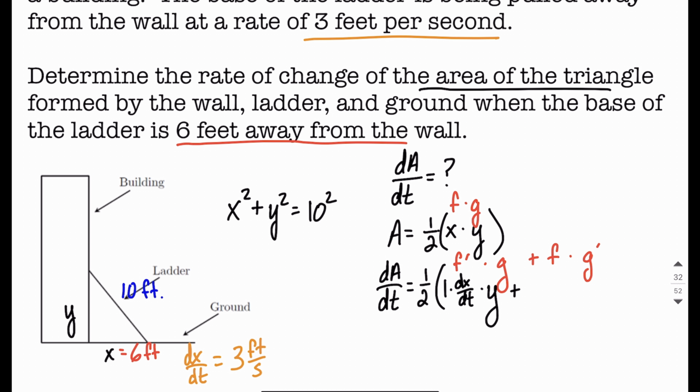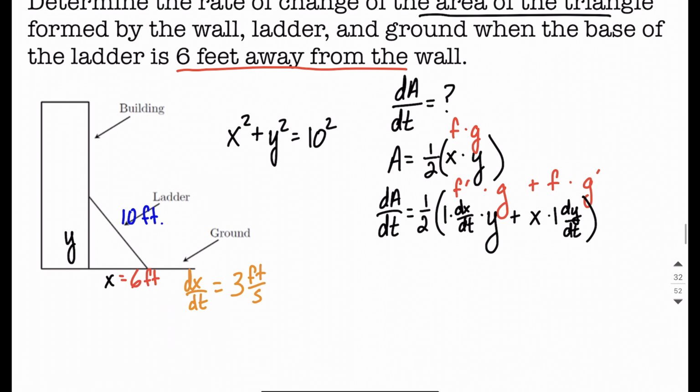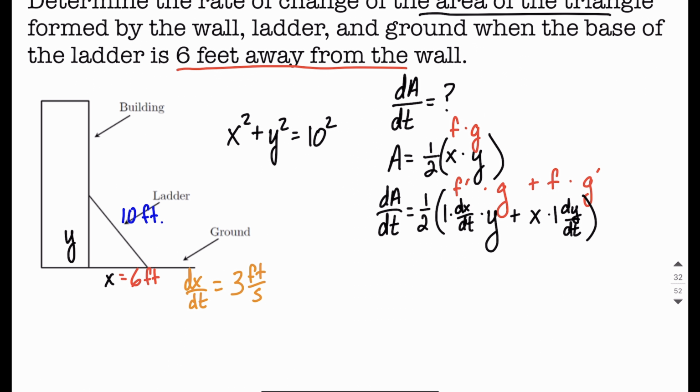And then we copy down F, which in our case is that X, multiplied by the derivative of G. Well, the derivative of Y, our G function in this case, is going to be 1, but we also need to include a dy/dt because our variable there was Y. We're taking the derivative of that with respect to time. All right, so now that all of that's laid out, what information can we fill in?